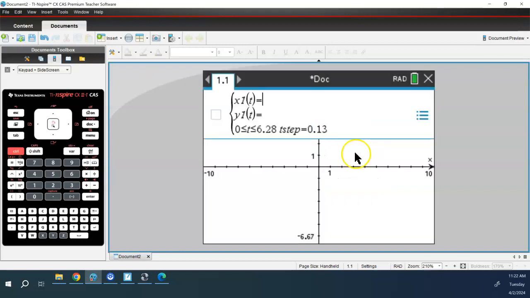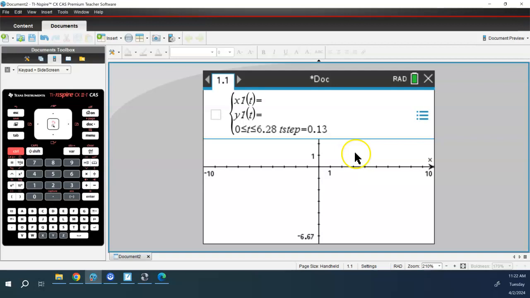Okay. Now, when we choose parametric number 4, notice what happened to our function input area. We now have an x input. We have a y input. We have a T range, and we have something called a T step. Okay? The X part is going to be the X part from the function, the problem that you're given. The Y part is going to be the Y part from the problem that you're given.